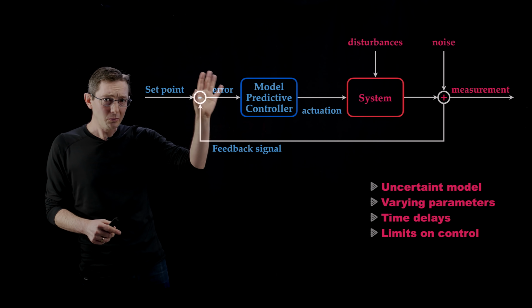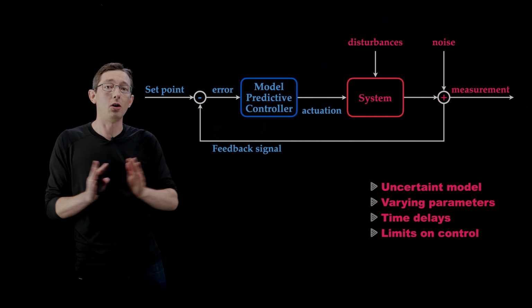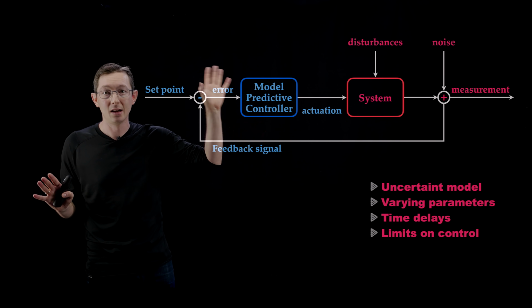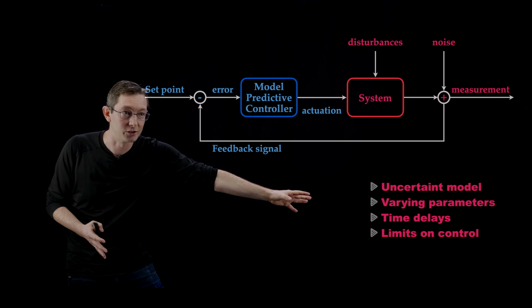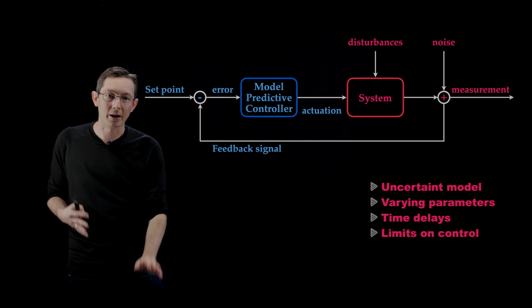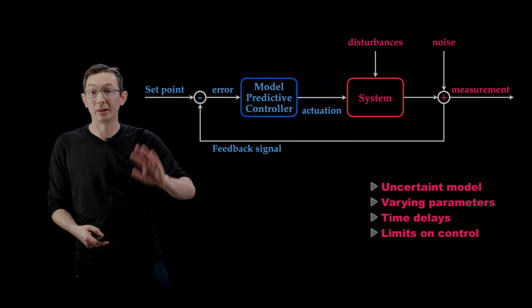And I will point out that model predictive control is used all over industry. It's one of the most industrially relevant control strategies when you have a complex system with all of these challenges. When there's uncertainty, when your model's not perfect, when there's limits on the control, time delays, a lot of times you're going to use model predictive control.